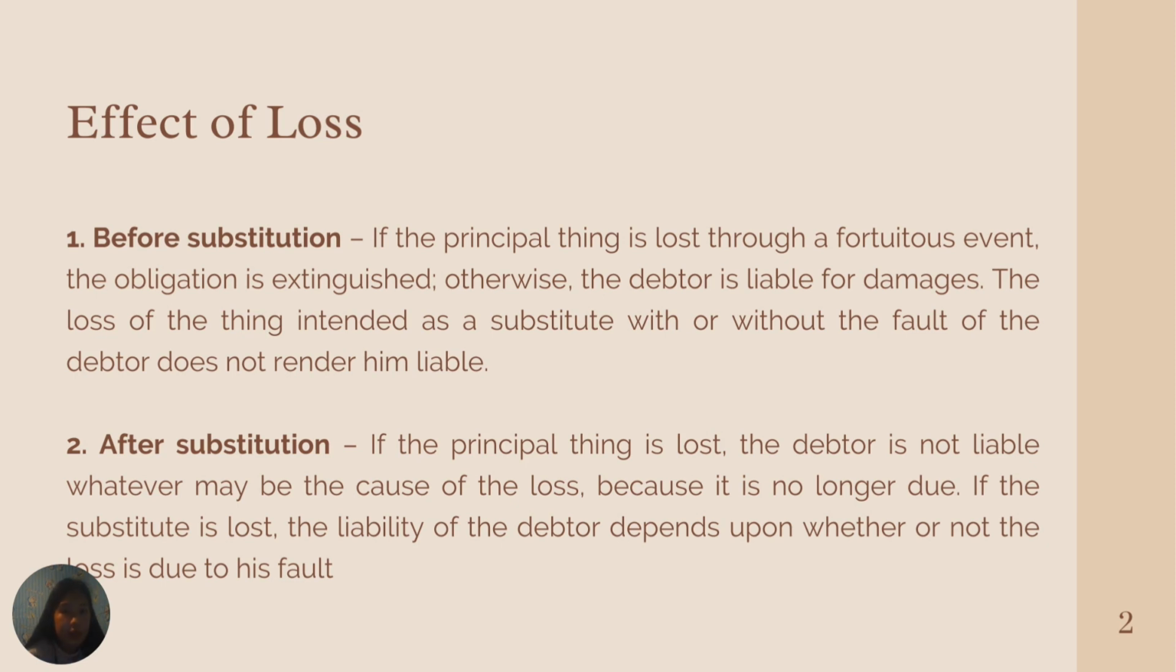Okay? So after substitution, based on the preceding example, if item 1 is lost with or without the fault of Mara, Mara is not liable for its loss since his obligation is to deliver item 2. Another one: item 2 is lost through a fortuitous event. The obligation of Mara is extinguished. And the last one: item 2 is lost through the fault of Mara. Mara is liable for damages.